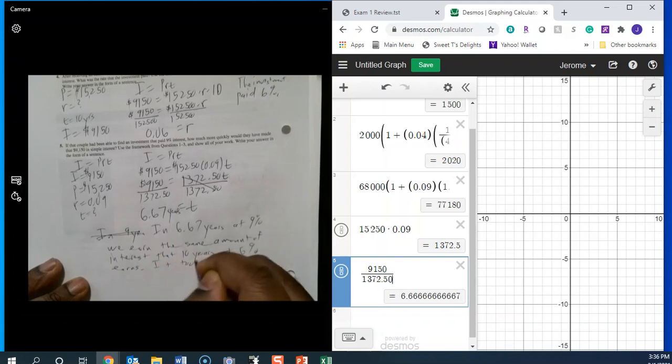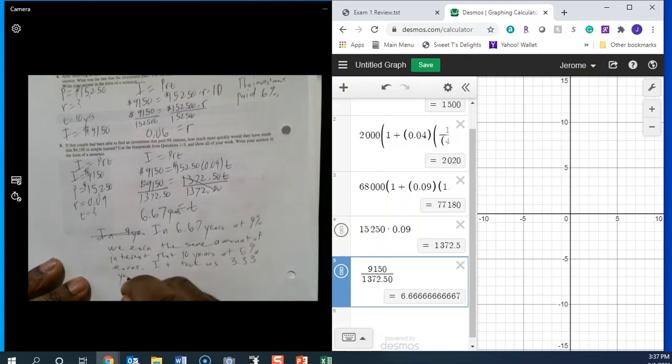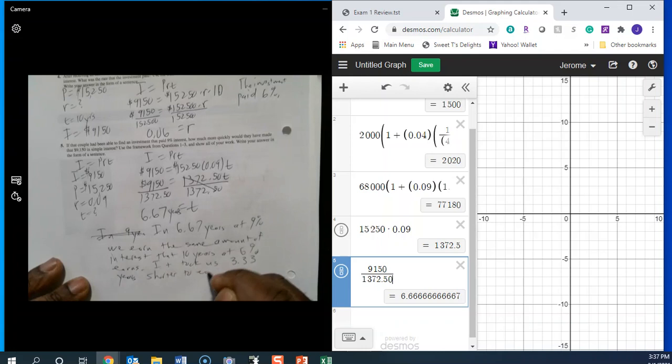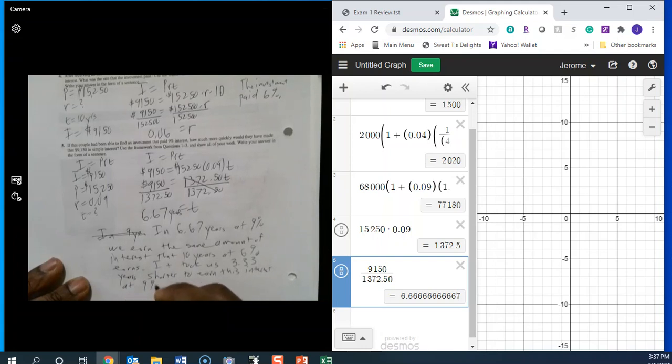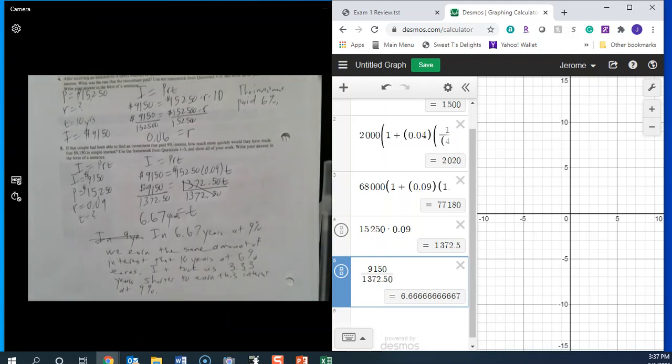It took us 3.33 years. It took us 3.3 years shorter to earn this interest at 9%. Because remember, it was 10 years for the 6%.